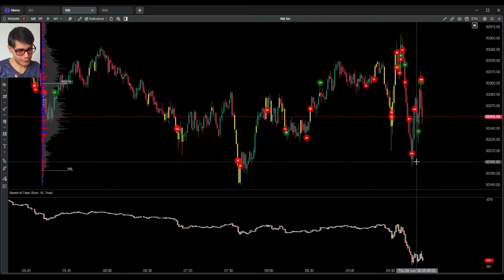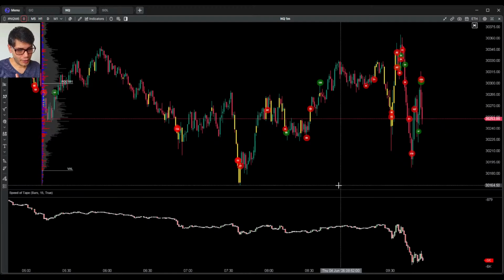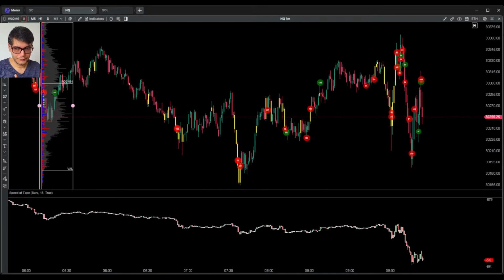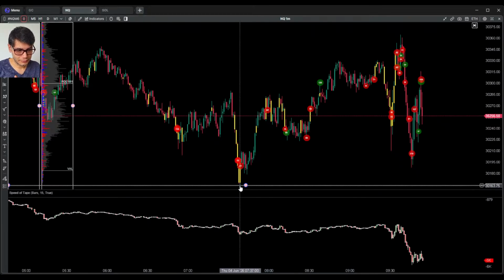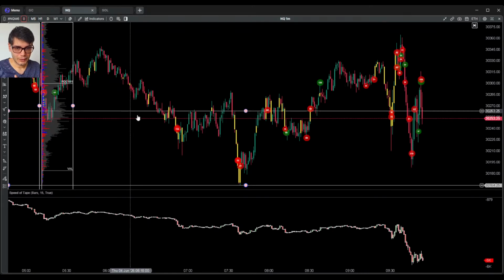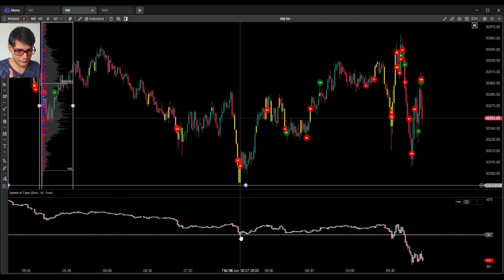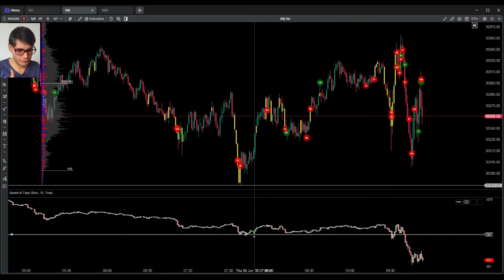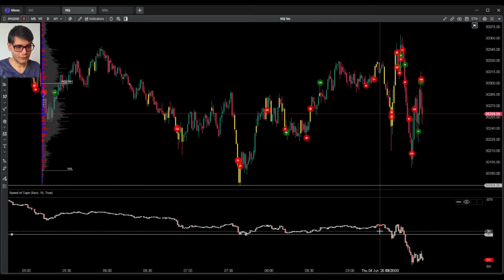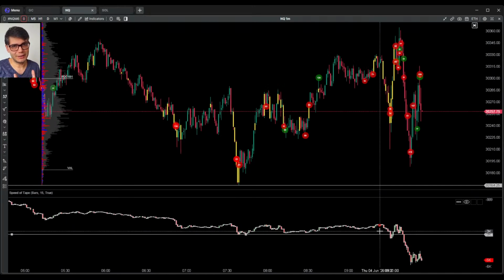But look at the price. The price did not make a new low. The low is here. So based on the volume, that's the low of CVD. So far, we have a synchronized market, not a manipulative market.